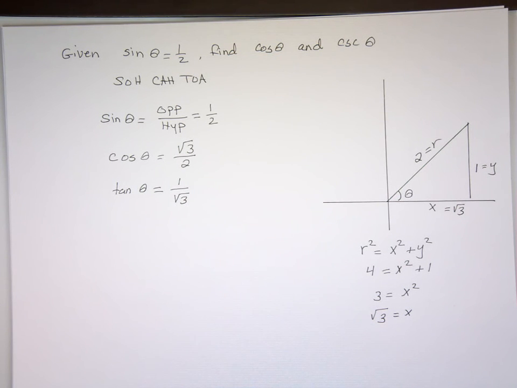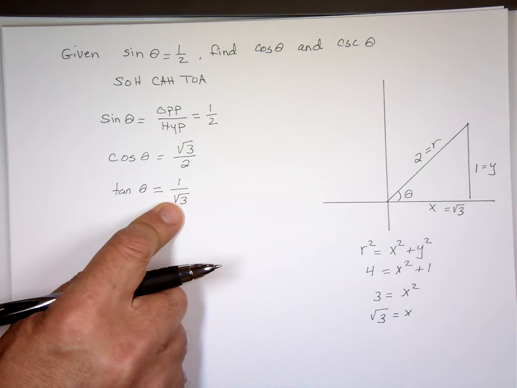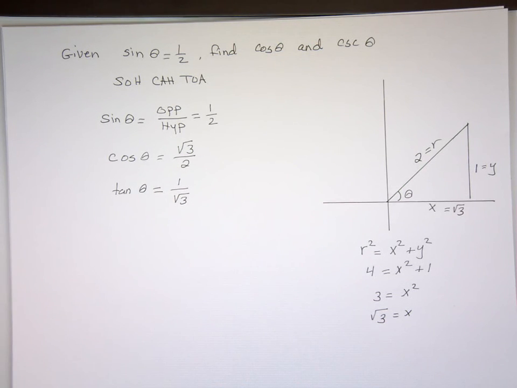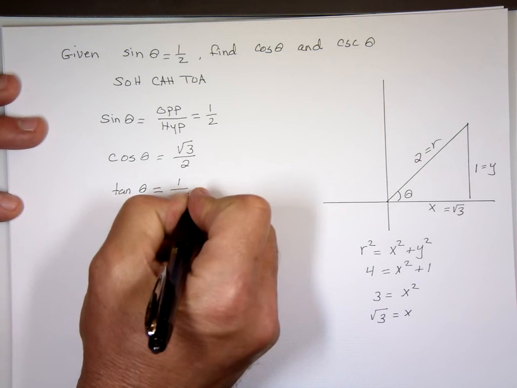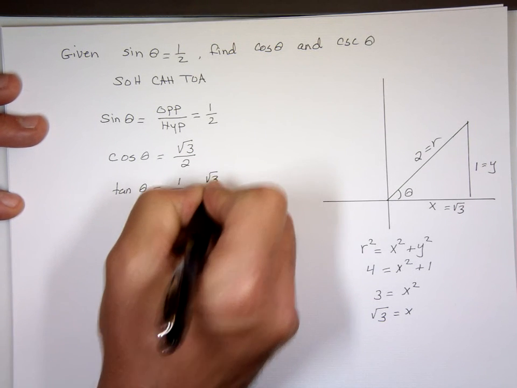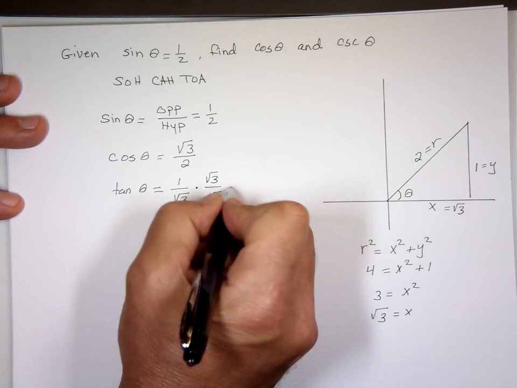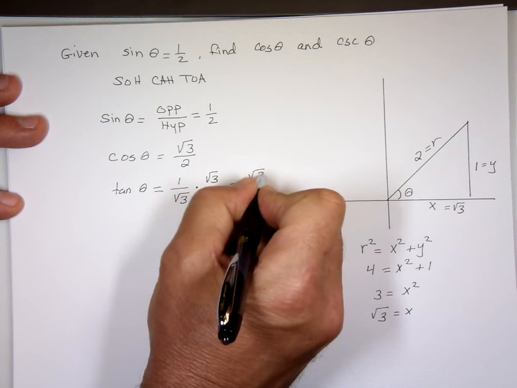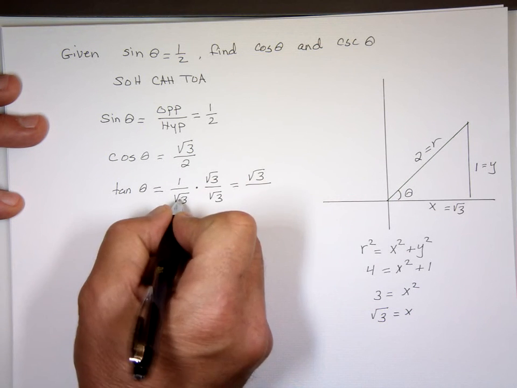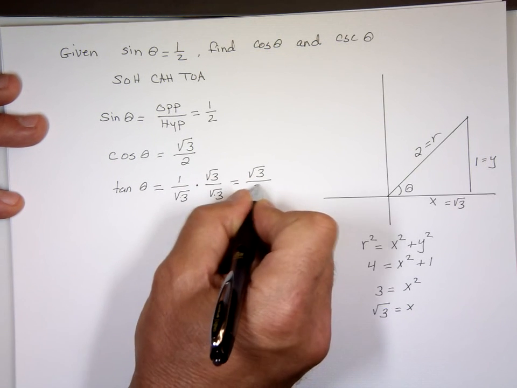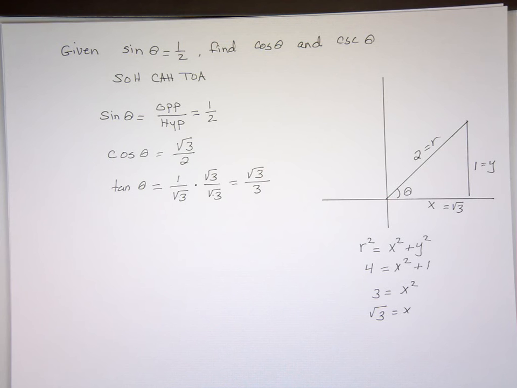Most math books don't want to see a square root of 3 in the bottom. You have to rationalize your answer. So to get rid of that, you multiply the top and the bottom by the square root of 3. What is 1 times the square root of 3? The square root of 3. What's the square root of 3 times the square root of 3? Just a 3. So you have to get rid of the square root in the bottom. You have to rationalize your answer.